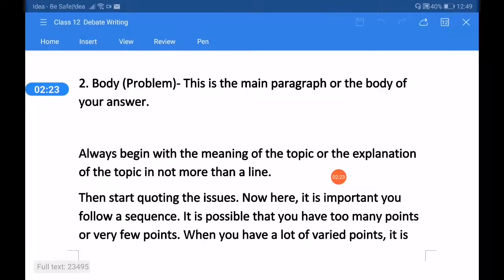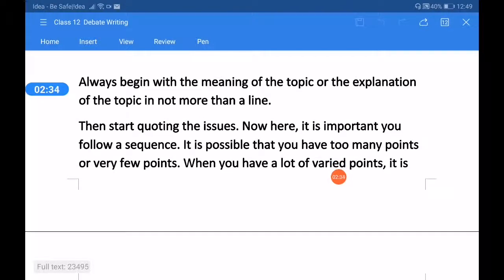Second point is body. Body means here the problem. It means the main body of the question. So this is the main paragraph or the body of your answer. Always begin with the meaning of the topic or the explanation of the topic in not more than a line. Then start quoting the issues. Now, here it is important you follow a sequence.